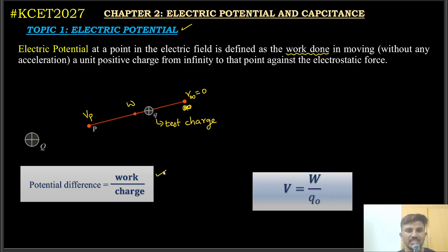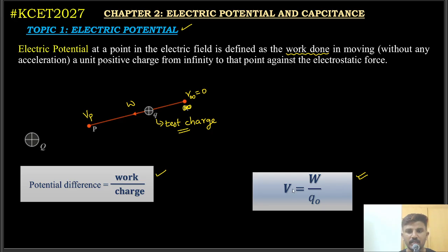We should not change its kinetic energy, because if we change the kinetic energy, what happens? You may have to consider the change in kinetic energy also. But here we are defining the potential and potential difference. We have to move the charge very slowly. The movement of the test charge should be very slow. That's why without any acceleration or change in kinetic energy. Clear? So then mathematically it can be given by W by q naught.